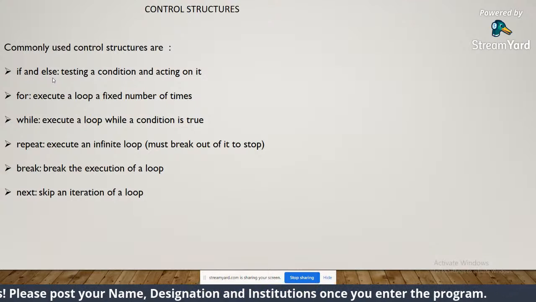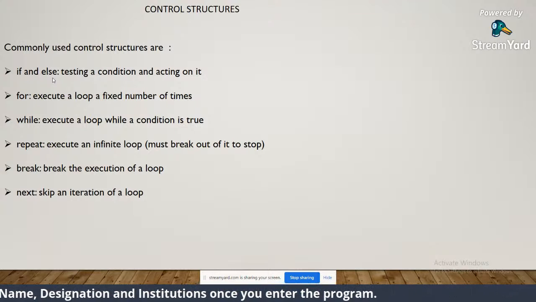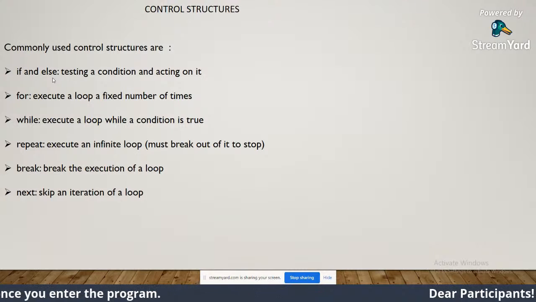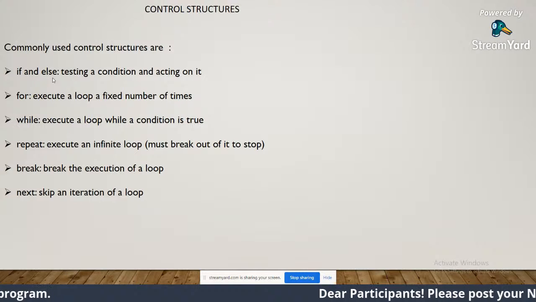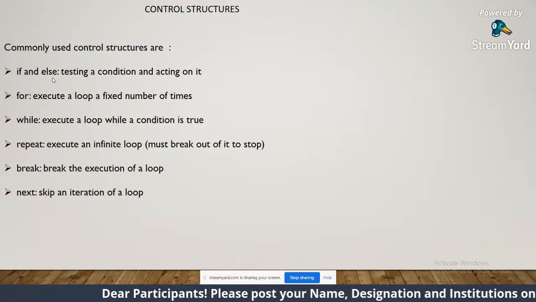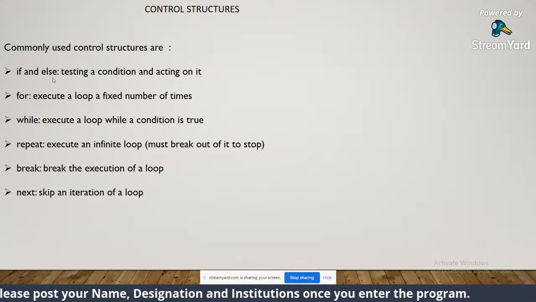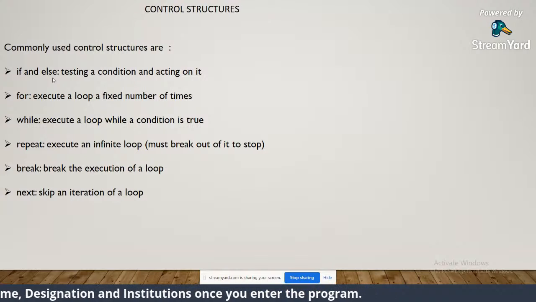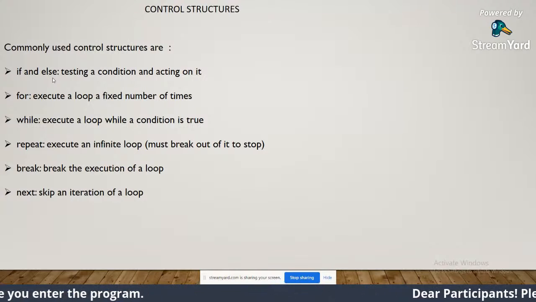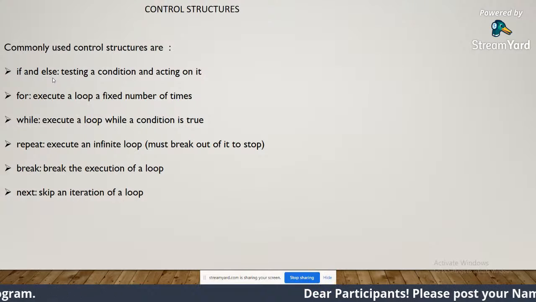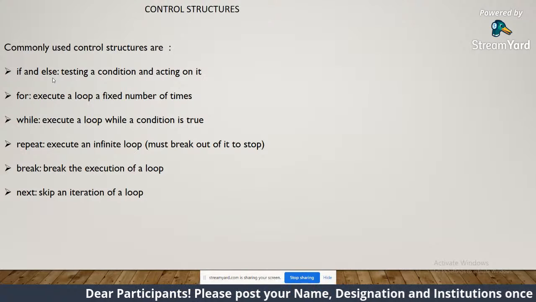In if and else itself, there are three types of if and else statement. The basic if statement, then we have an if and else statement, then we have a nested if statement. Within if, we will have another if, which is called a nested if statement, and we will be seeing everything with the program. The next one we are going to see is for, while, repeat. These come under the category called iteration or looping.